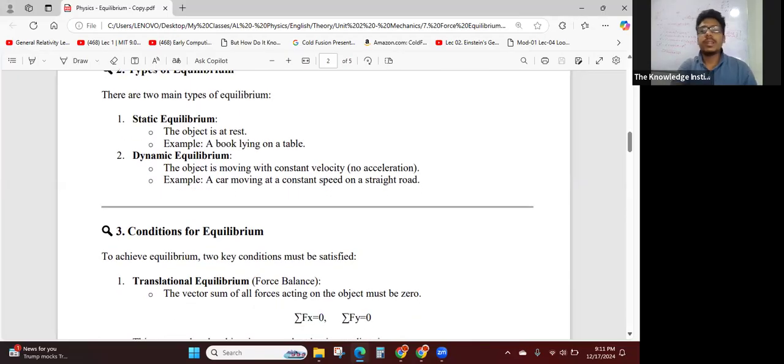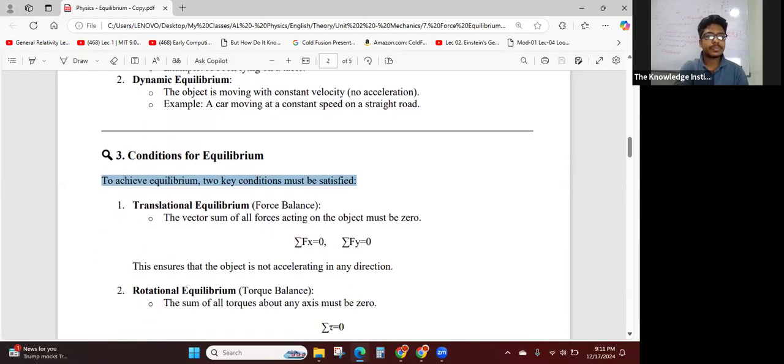Okay, so then we'll see the conditions for the equilibrium. Already I told you there are two conditions for the equilibrium. One is the resultant force has to be zero, and the second thing is the net torque must be zero. To achieve equilibrium, two key conditions must be satisfied.